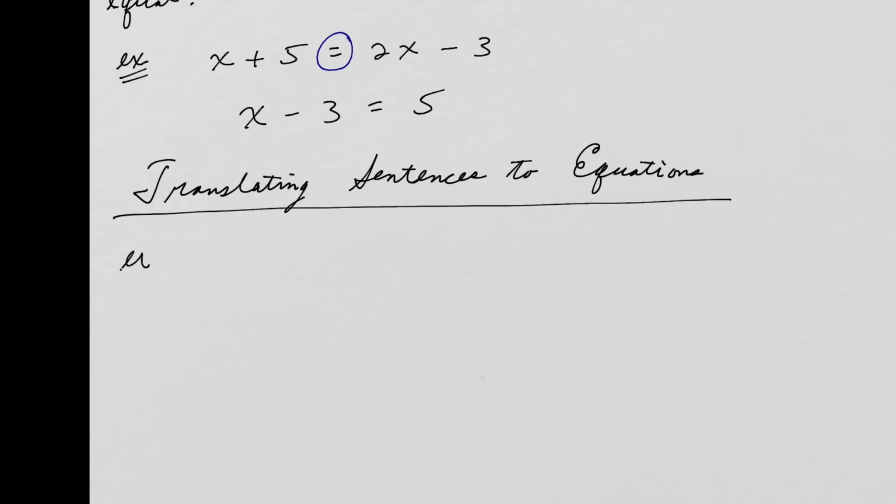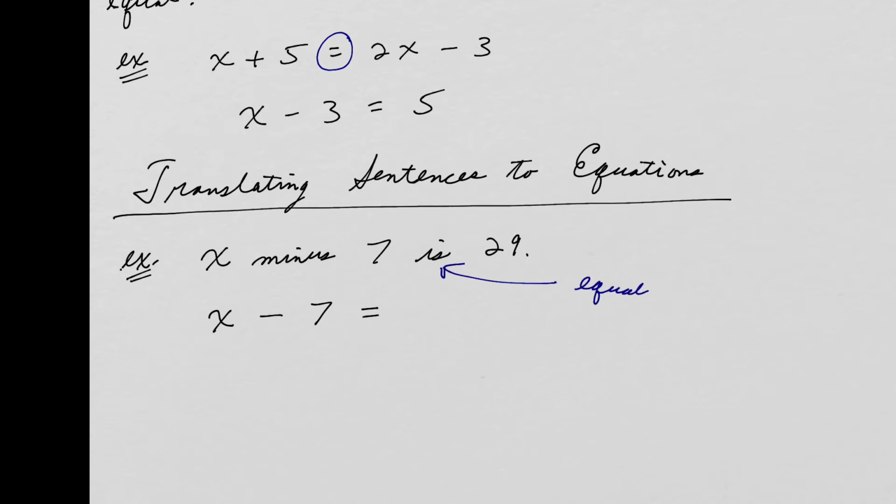So, for example, let's say I give you a sentence like this: x minus 7 is 29. All we want to do is write the corresponding equation, okay? So x is our variable, start with x. Minus means to subtract, 7. And then the "is" here represents equals. Is means equals, and then it equals 29. Okay, so that would be the equation, and again, we'll talk about how to solve that in a few minutes.